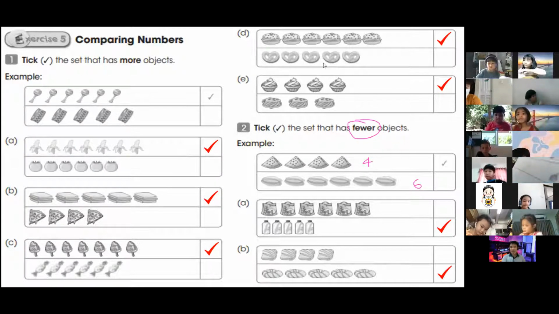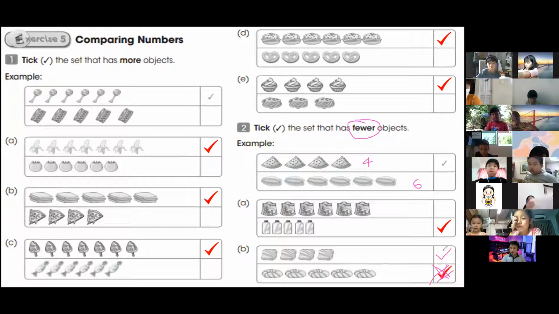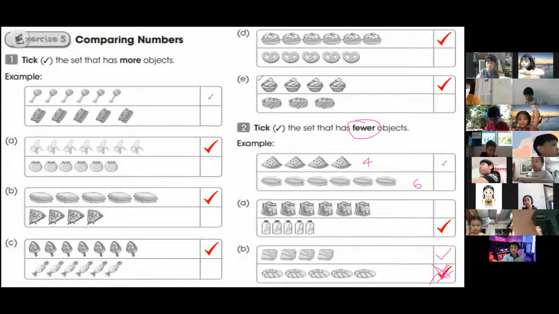The correct answer here is, which is the correct answer? This one. This is the correct answer. If you write this answer, your answer is wrong. Your answer is wrong if you check this one. But if you check the other one, your answer is correct. I think all of you finished already in page 14 and 15. Now we can proceed to the next pages.